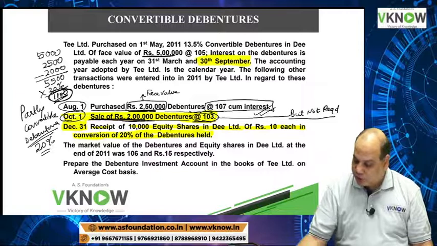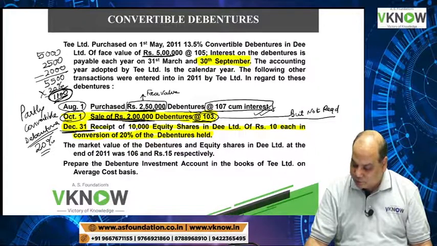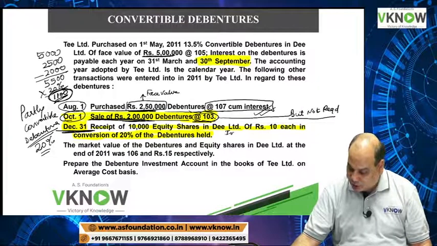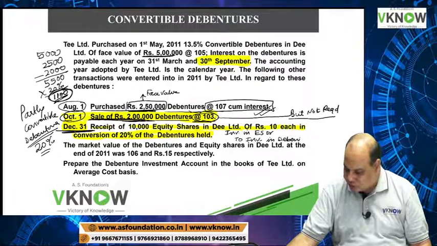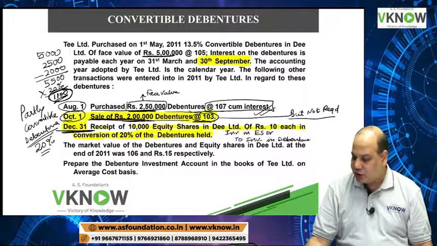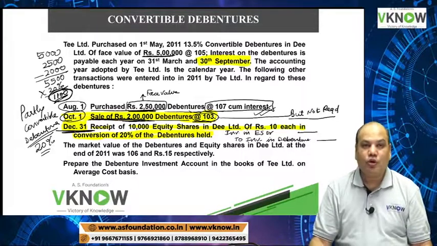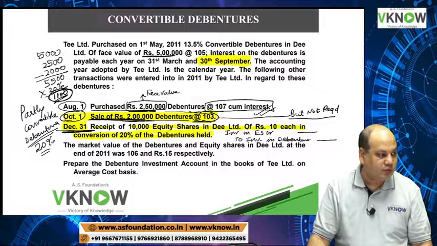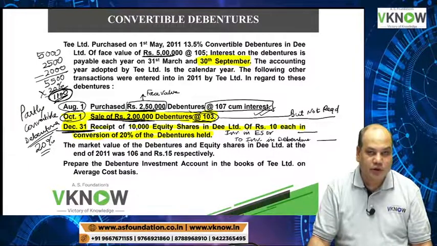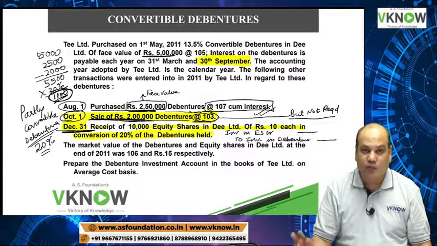So I will have to pass one entry here on 31st December. The entry will be like this: investment in equity share account debit. Don't write, I will ask you to write nicely. Equity share investment debit and investment in debenture credit, but you'll have to calculate the cost of 1,100 debentures, and that is the amount we need to calculate.